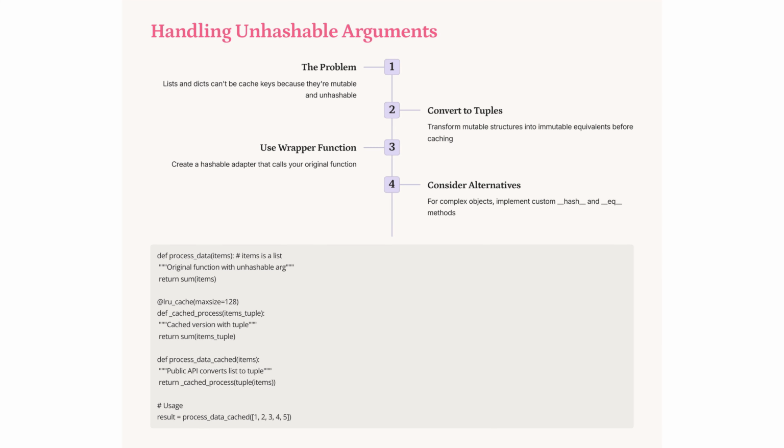Lists and dictionaries are unhashable, making them unsuitable as cache keys. Convert these mutable structures into immutable tuples before caching. Use a wrapper function to adapt the original function, ensuring hashability. For complex objects, consider implementing custom hash and eq methods. This approach allows efficient caching, as demonstrated in the process data cached function, which converts lists to tuples for caching.